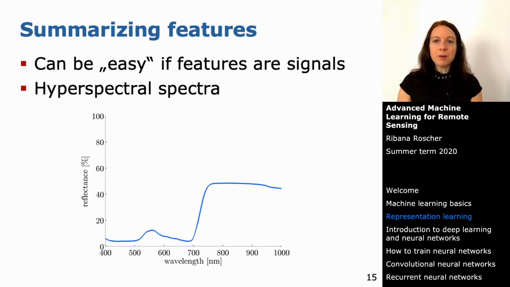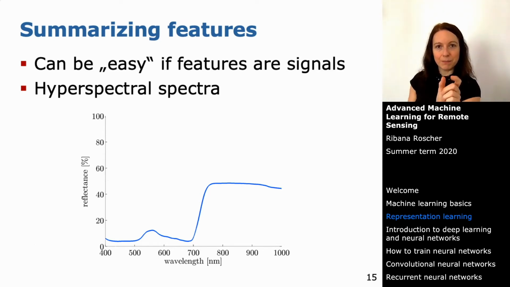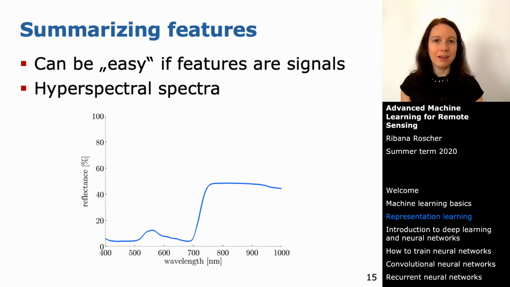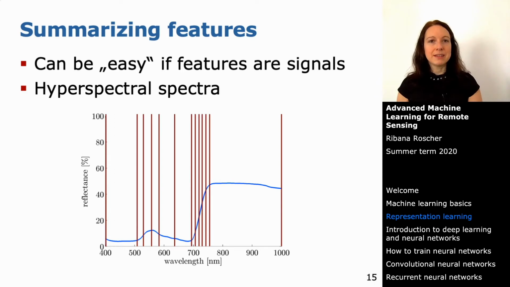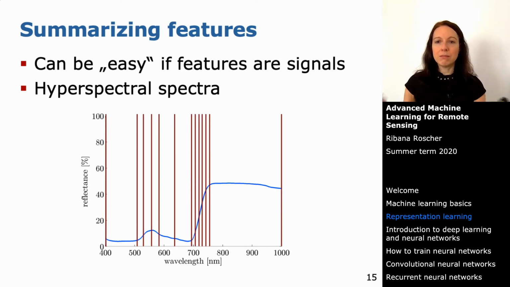So, summarizing features, let's have a look at such a hyperspectral signature of a healthy plant. You can see this first bump. This is the area of the green, or the green visible area. That's why plants are green to us, and the high near infrared value. And here it's easy to summarize features. For example, you can do this. You just have a look in, where does the signal not change a lot?